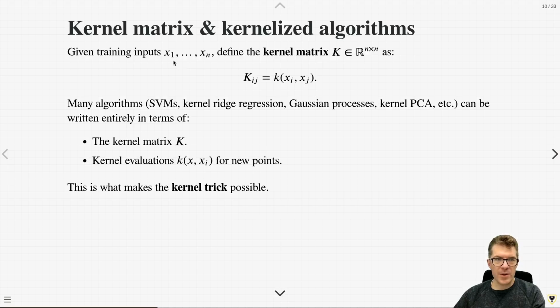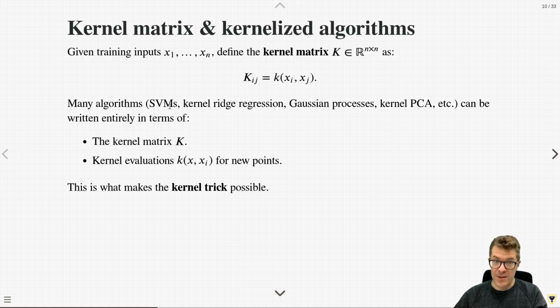So given the training inputs, x sub 1 all the way to x sub n, we want to define a kernel matrix, big K, which is in the real valued space, n by n. So it's like a square matrix. These are all sort of the distances between points x sub i and x sub j. Specifically, the ith row and the jth column of this kernel matrix big K is just the kernel function between point x sub i and point x sub j.